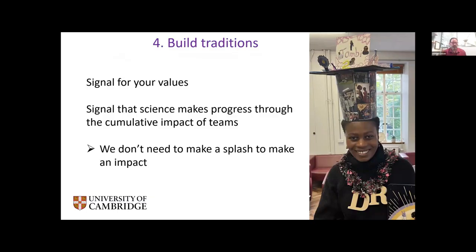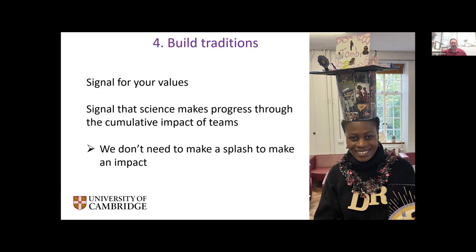Now, in terms of different ways to build relationships, I personally think that building traditions is a very valuable way to do it. An example of a tradition would be the German hat tradition that we've got in my lab. These traditions can be used to signal your values. And one of the values that I've got is that science is slow and that we don't make progress as solo efforts. We make progress because of the cumulative impact of teams. And so I like to have traditions that say that you're not running a solo marathon.